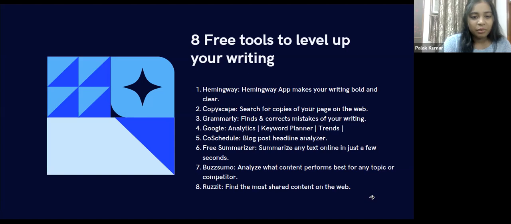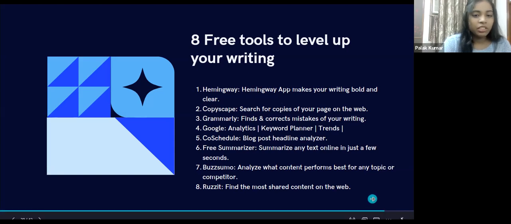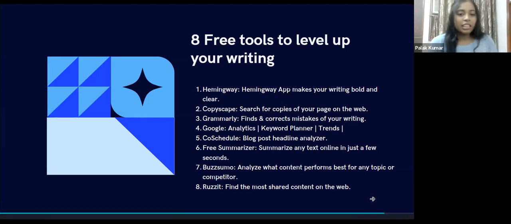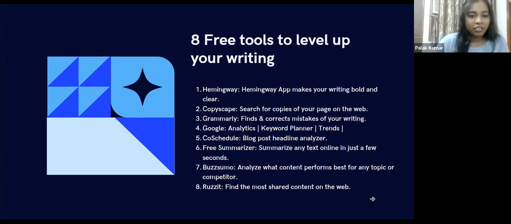Another tool that I would like to highlight is CoSchedule. It can help you analyze your headline. I often use it, and it will help you know if your headline is good to go or if you can improvise it.